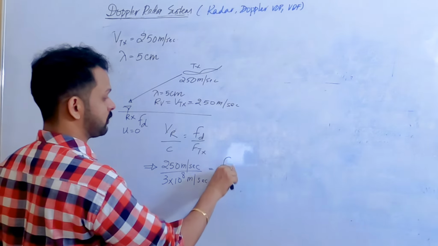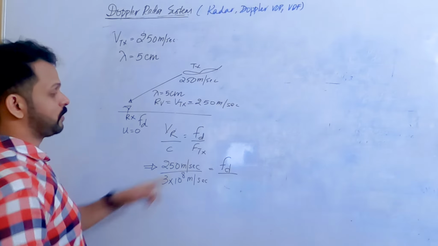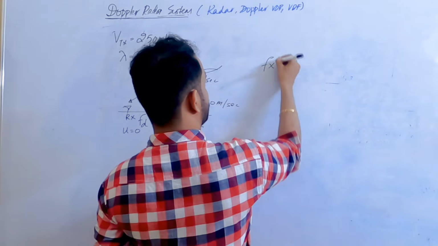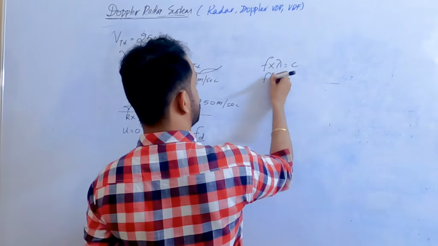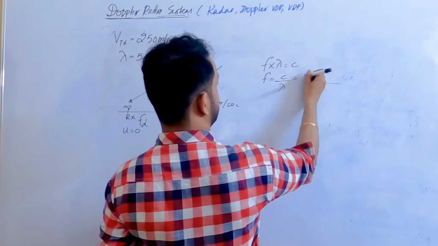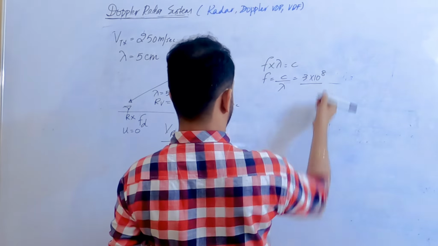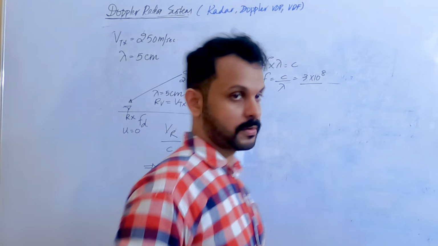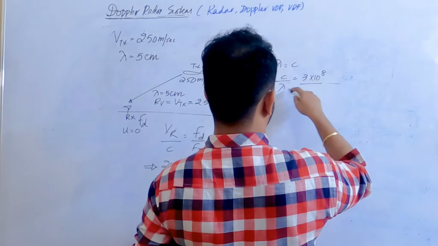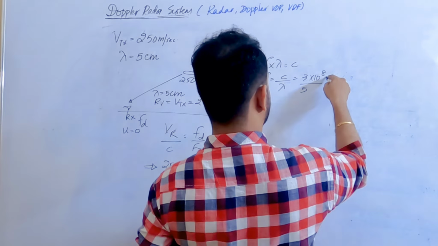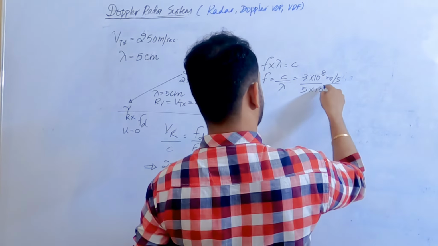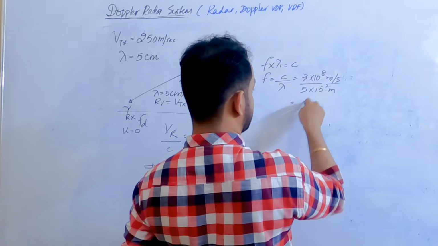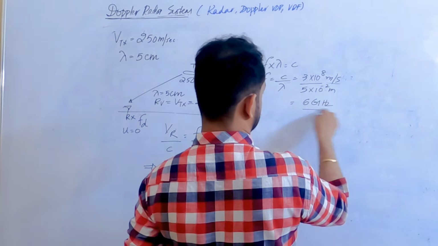Frequency shift is what is asked in the question, and you have to find the frequency of transmission given the wavelength is 5 centimeters. We know the product of frequency and wavelength is the speed of light. Therefore, frequency is equal to speed of light divided by wavelength. Frequency is coming to 6 gigahertz: 3 times 10 to the power 8 divided by lambda, which is 5 centimeters. Remember, speed of light is in meters per second, so you have to convert the wavelength to meters by multiplying with 10 to the power minus 2. I'm getting 6 gigahertz.